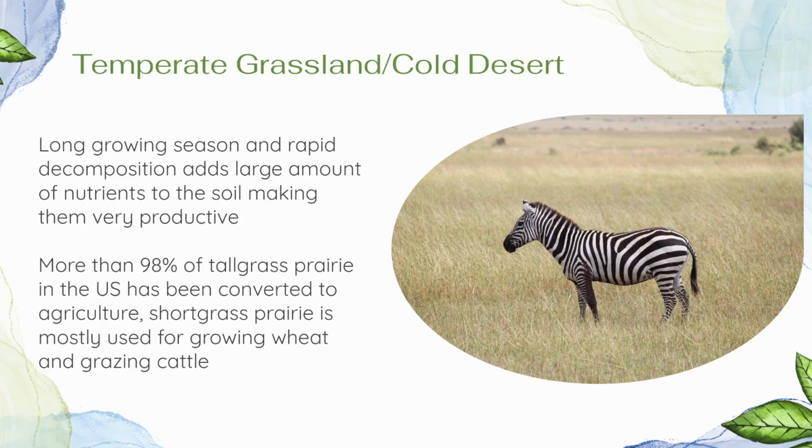This is why more than 98% of the tallgrass prairie in the United States has been converted to agriculture, and the shortgrass prairie is mostly used for growing wheat and grazing cattle.